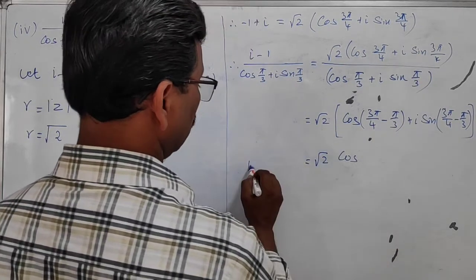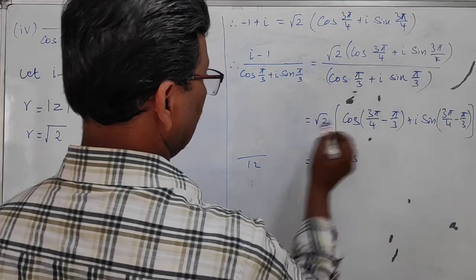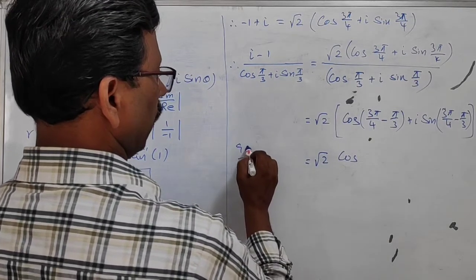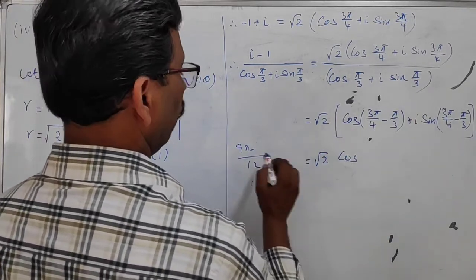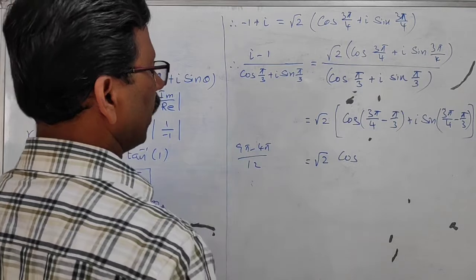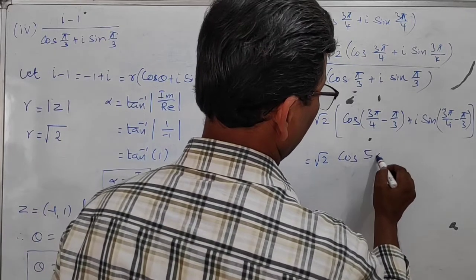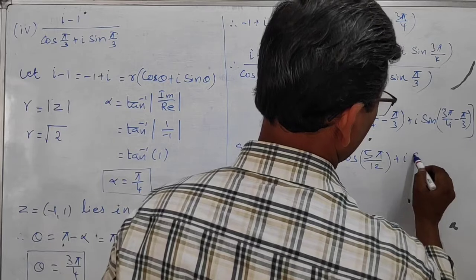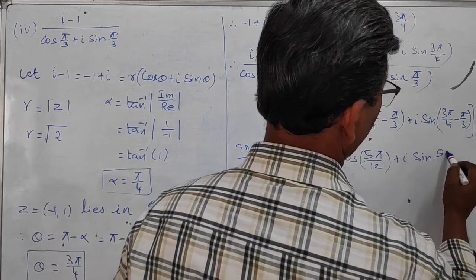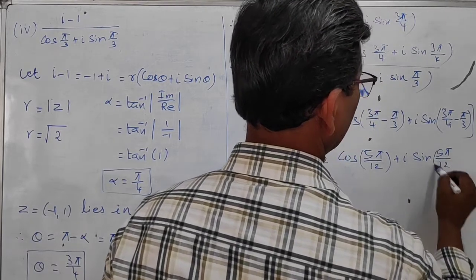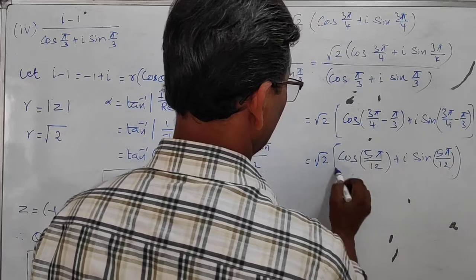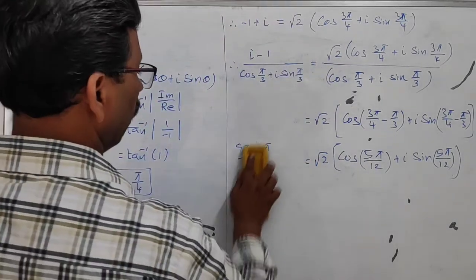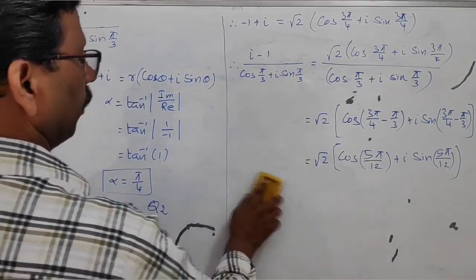Now this is equal to root 2 into cos of, see this, the LCM is 12. 4 3s are 12. Then 3 3s are 9 pi, then minus 4 pi, is equal to 5 pi by 12. So 5 pi by 12 plus i sin 5 pi by 12. That's all. Now this is the corresponding polar form of the given complex number.